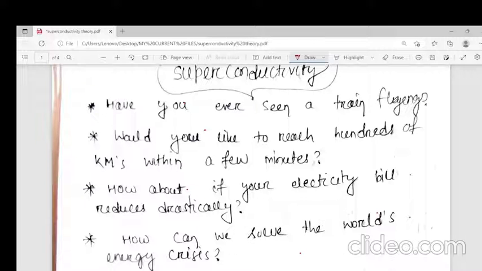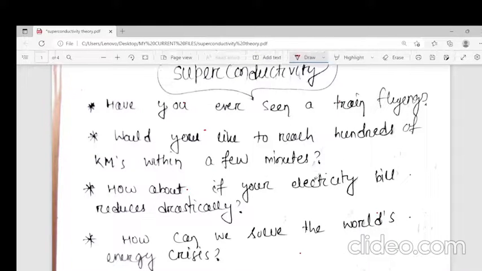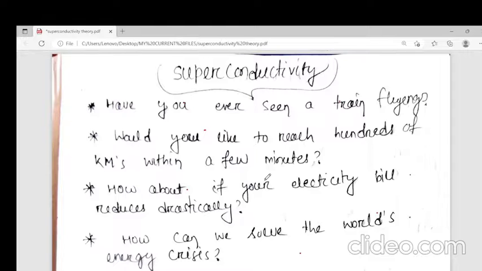Hello everyone. In this video we are going to learn about superconductivity. Have you ever seen a train flying? Would you like to reach hundreds of kilometers within a few minutes? How about if your electricity bills reduce drastically? How can we solve the world's energy crisis? Have you ever thought about all these questions?